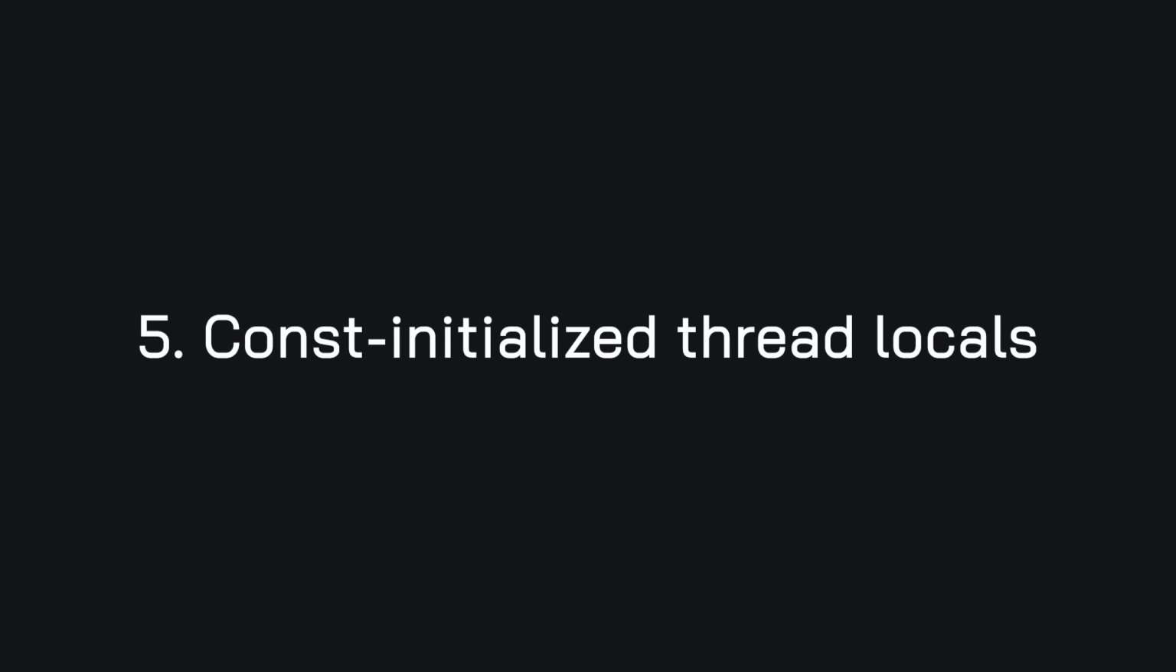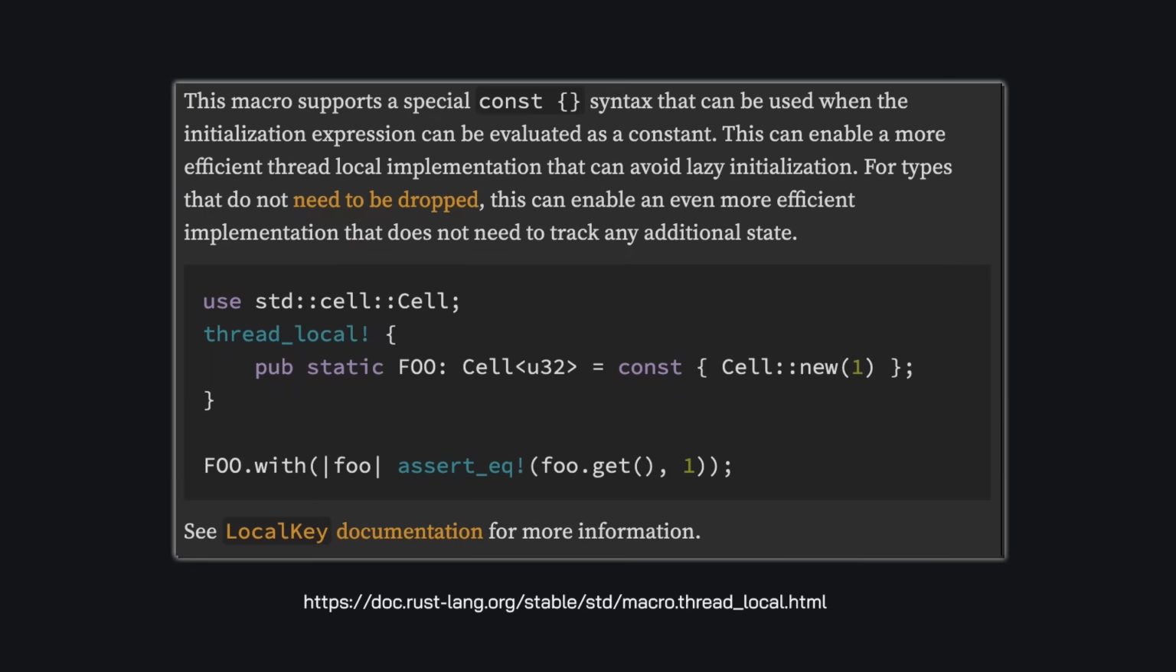The fifth update in this release is newly added documentation for the const-initialized thread locals feature. This feature allows developers to create thread local variables that are initialized with a constant expression. This can be useful when storing data that should not change, such as configuration data or cryptographic keys. This feature was actually stabilized in Rust version 1.59.0, but never documented until now.